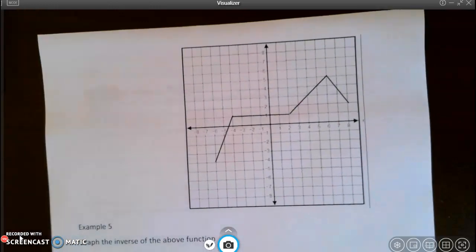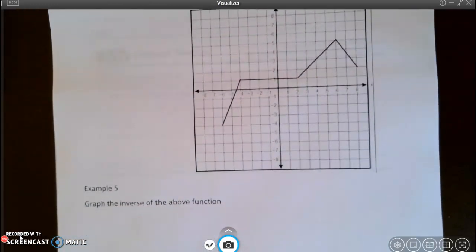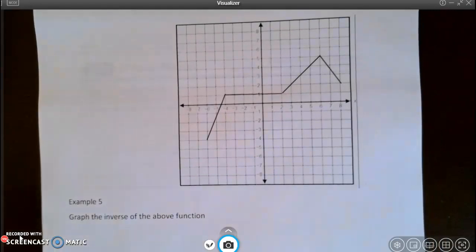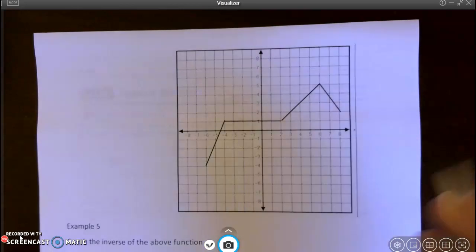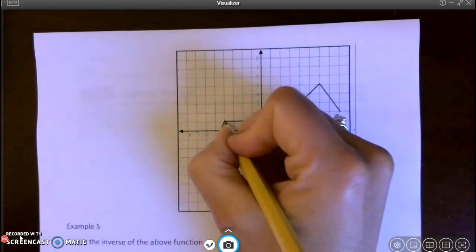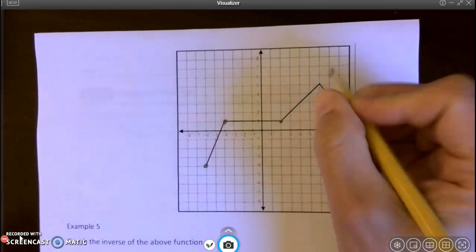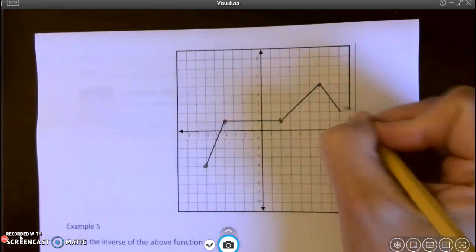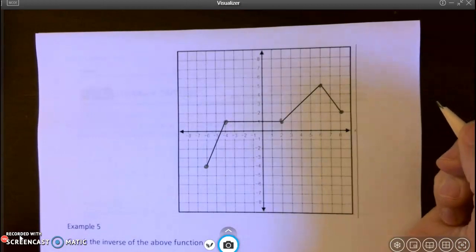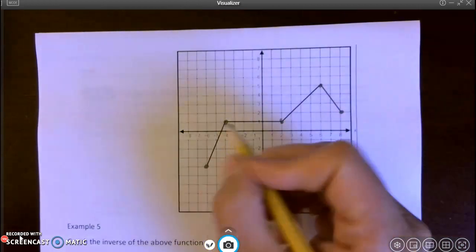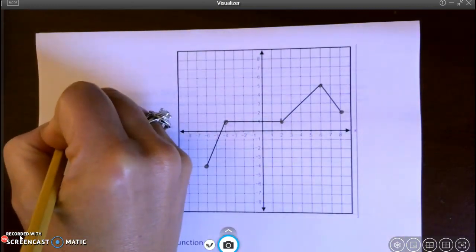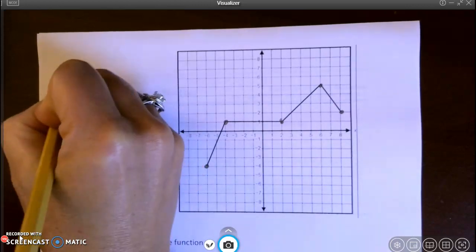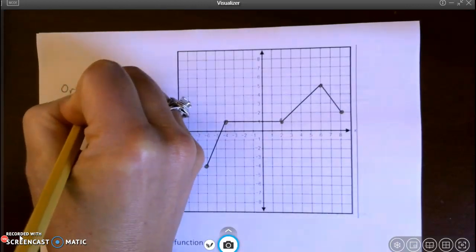All right, so let's go ahead and let's graph the inverse of this above function. So when you're simply given a graph and you're asked to graph the inverse, the best way that I have found to do this is to label the key points and list their ordered pairs. So I would have -6, -4. And this is the original. I want to say that these are my original points.